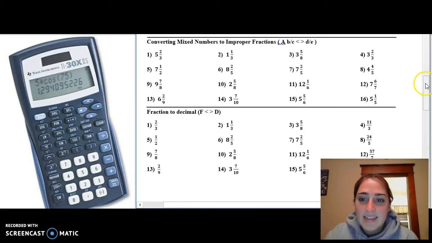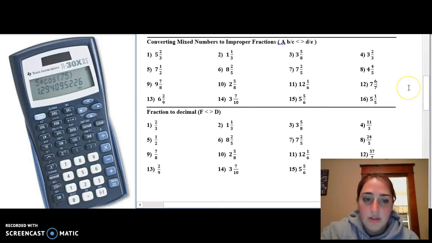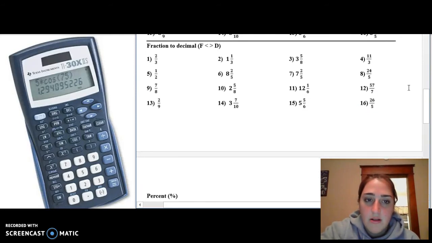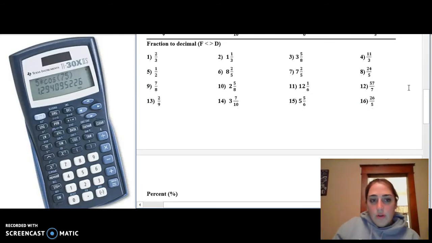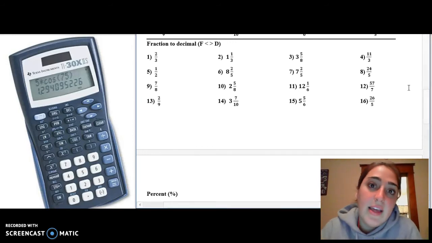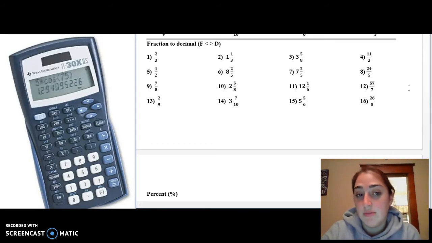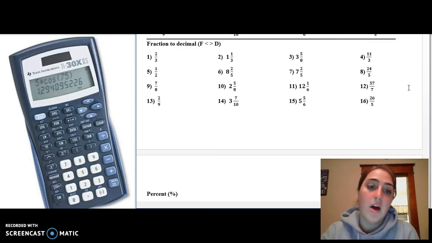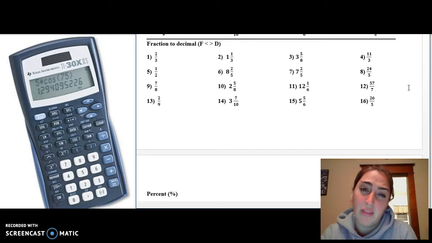All right, next. Now we have fraction to decimal. So this is just going to take any fraction you have and convert it to a decimal. We did this at the beginning of last week, and on your test, all you did was 2 divided by 3. You can also just type 2 divided by 3 in your calculator if you prefer that. But this is a cool little key to have, and it's nice to use.